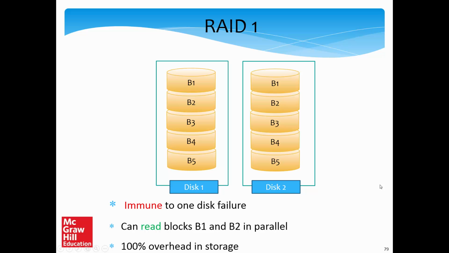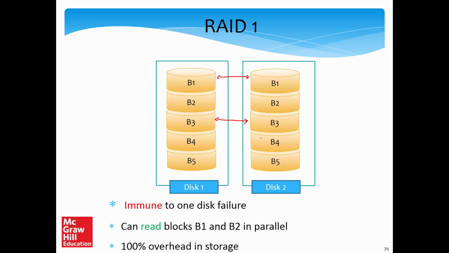So let us now consider a variation of this idea and let us call it RAID 1. In RAID 1, we take two disks. Well, we can take more than two, but let's consider an example with two. Let us assume that there are 5 blocks, B1 to B5. We simply replicate them across the disks. We need to ensure that this copy of B1 is exactly the same as this copy of B1, this copy of B3 is exactly the same as this copy of B3, and so on.